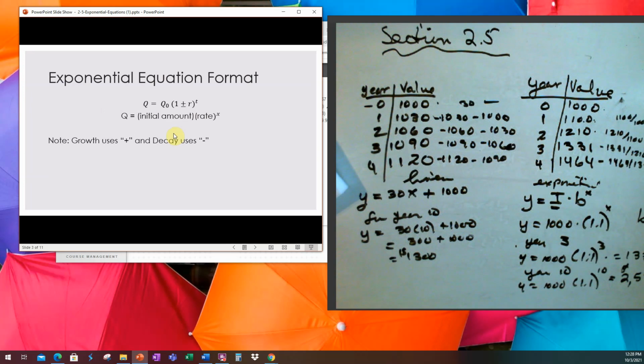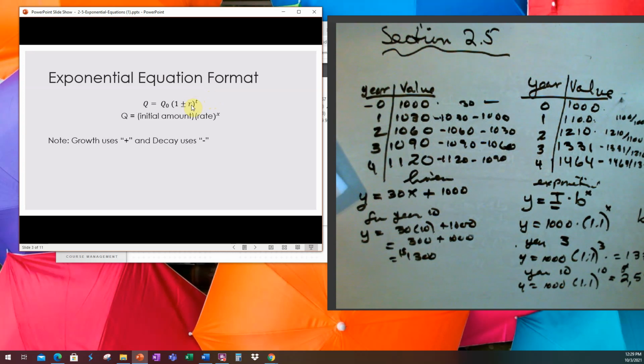So here is the exponential equation format. Here's just a different manner in which I did mine. We're going to have some quantity, that's the Q, that starts with some initial amount, this is Q sub 0, that's what that's read as. That's the initial amount at time 0, which is what that 0 is saying. And then 1 plus or minus what you're either adding or decaying.